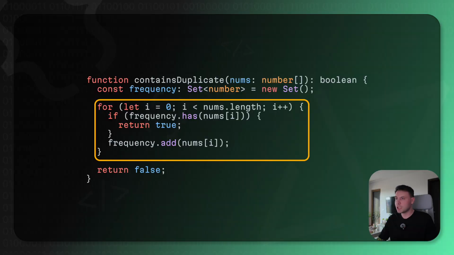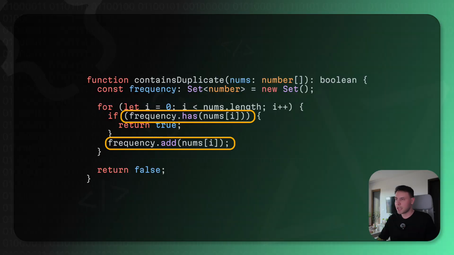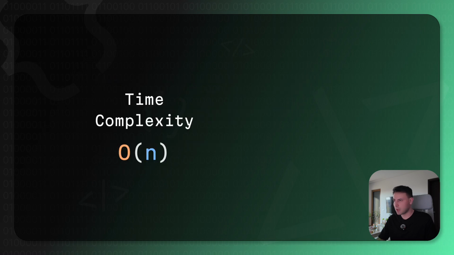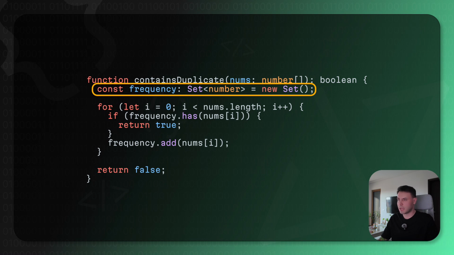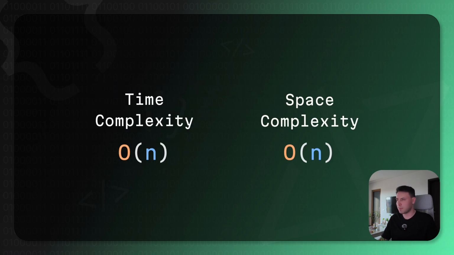Now let's analyze the optimized version. We process each element exactly once. Checking and inserting in a set are both constant time operations, so the time complexity is big O of n. We use additional space for the set, so in the worst case we store all n elements, so space complexity is also big O of n. This is a big step up from the brute force approach. As you can see, this way is more efficient.